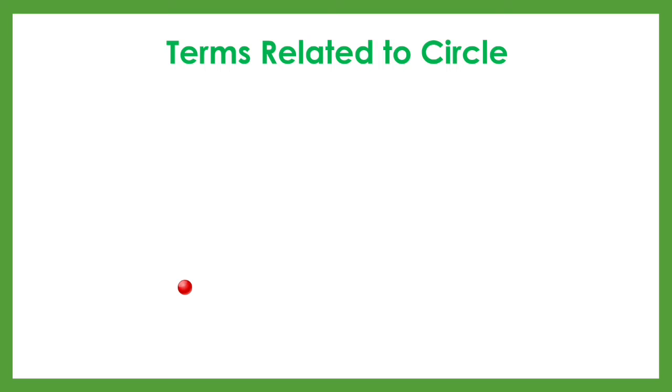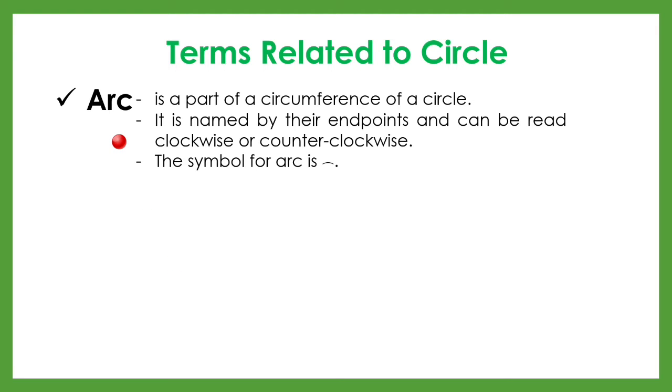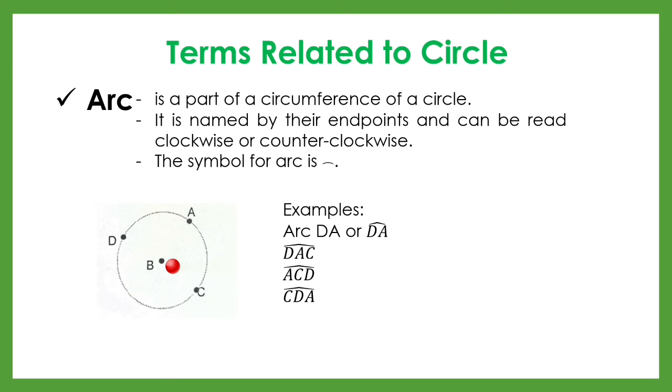Let's have another term related to circle, that is arc. What is an arc? An arc is a part of a circumference of a circle. It is named by their endpoints and can be read clockwise or counterclockwise. The symbol for arc is this. So, let's have example. So, this is also circle B. Ang arc ay part ng circumference ng circle. Ano-ano yung mga arc natin dito?